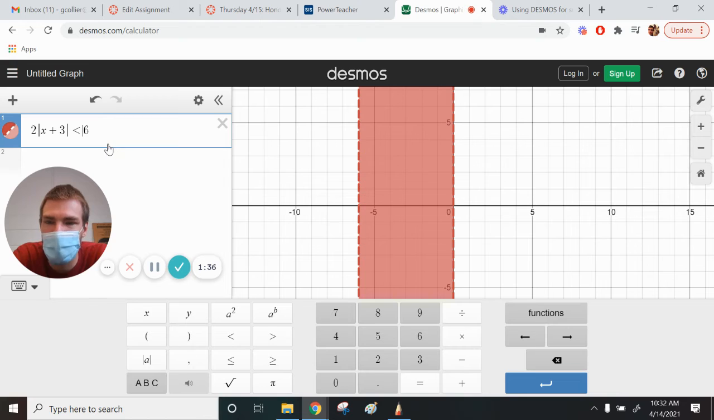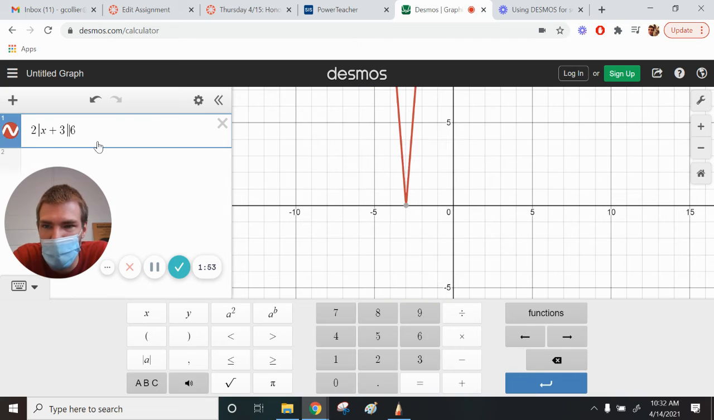Now you'll see if I make this a less than or equal to, it's going to go to a hard line here. And if I go to just a less than sign, it's going to be a dotted line. So basically your dotted lines are your open circles. Your solid lines are your closed circles.